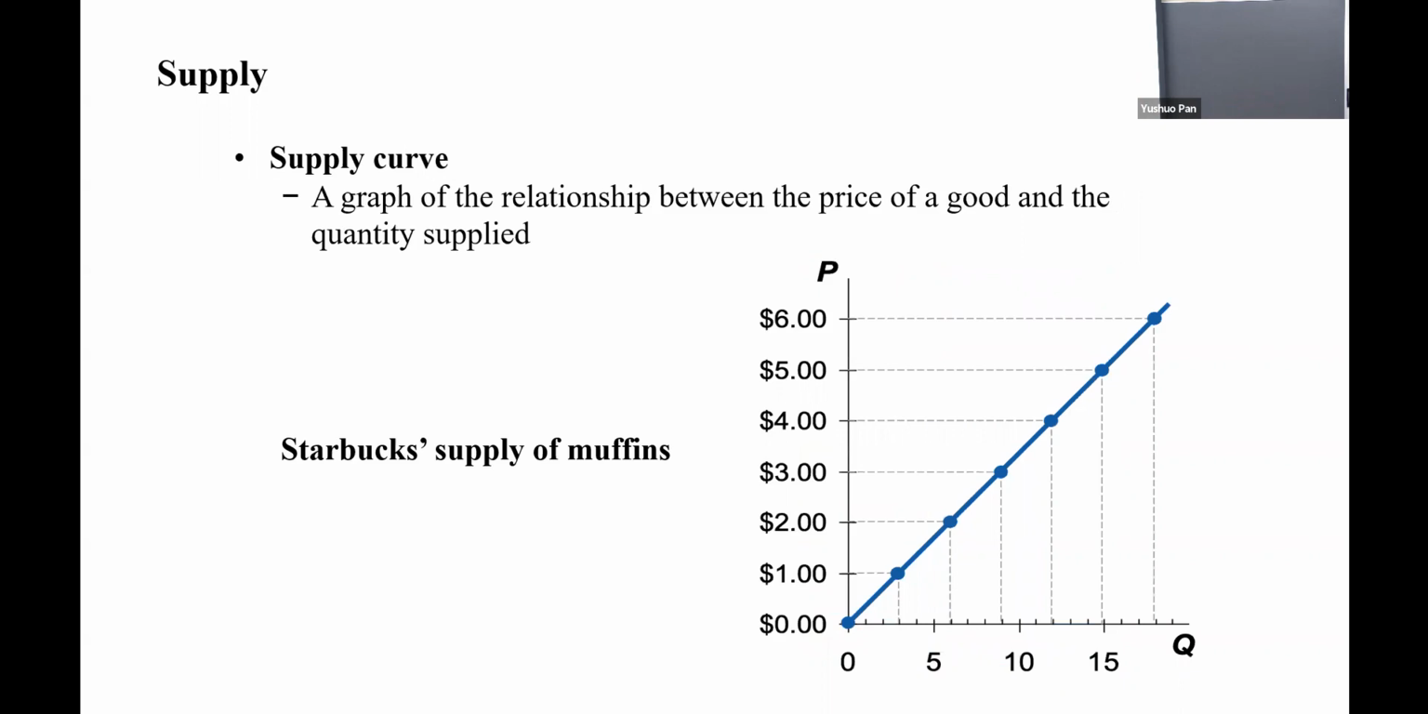Next one is the supply curve. So the supply curve is a graph. Still, it's the relationship between the price of that good and the quantity supplied. From this graph, you can also see that the supply curve is totally different from the demand curve. For the supply curve, the relationship between the price and the quantity supplied is positive. So this graph is the Starbucks supply of muffins.